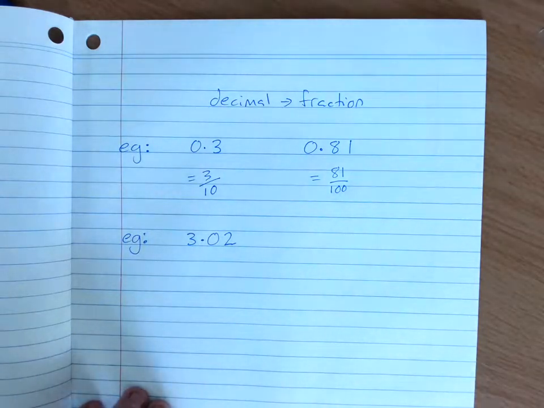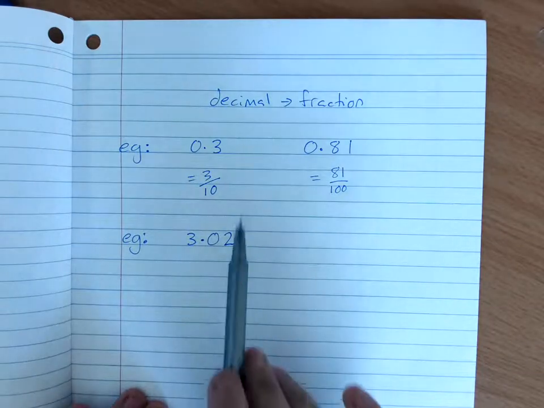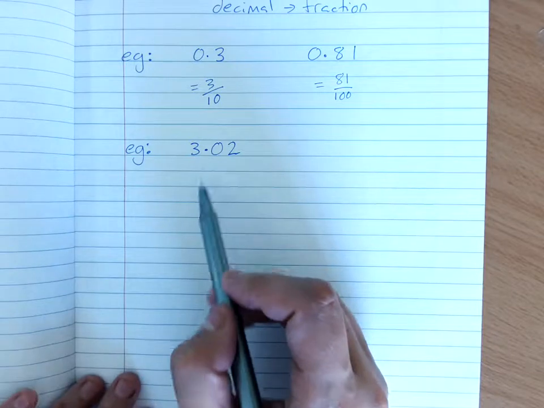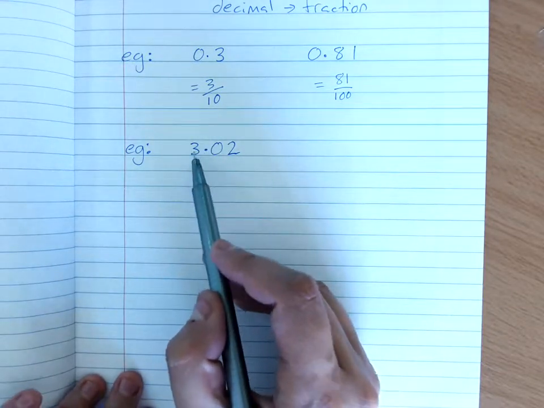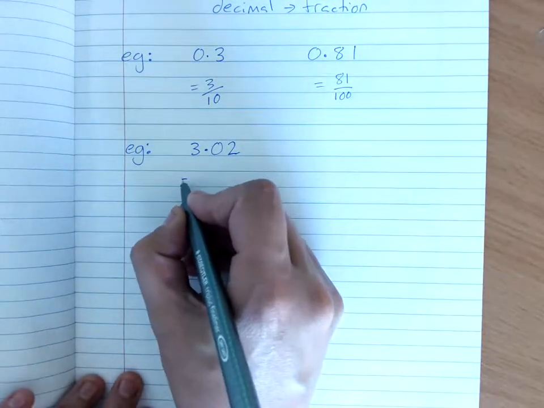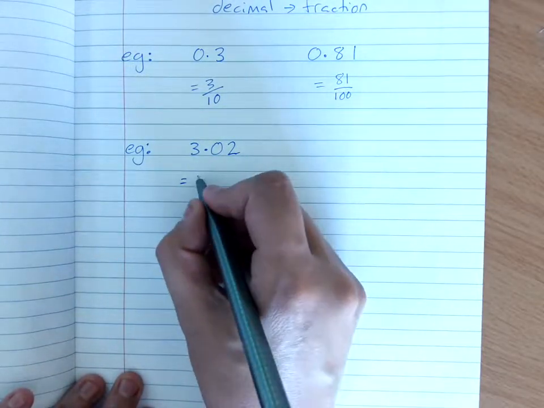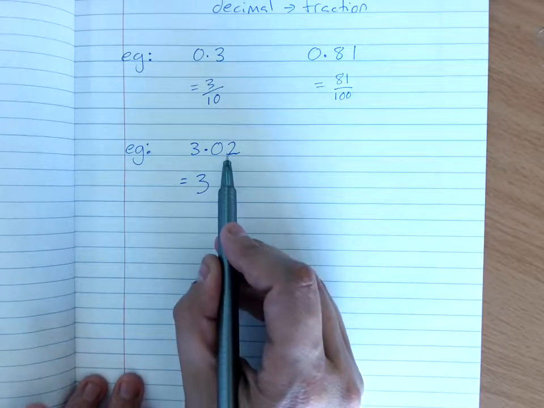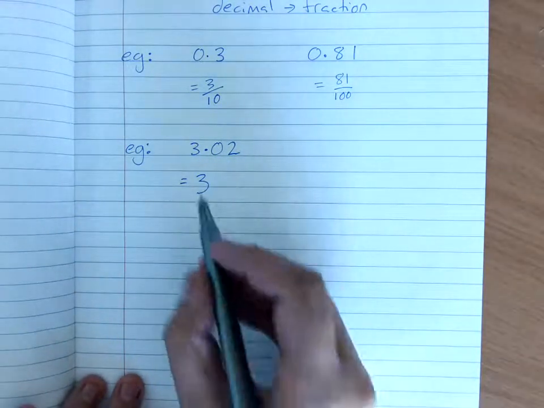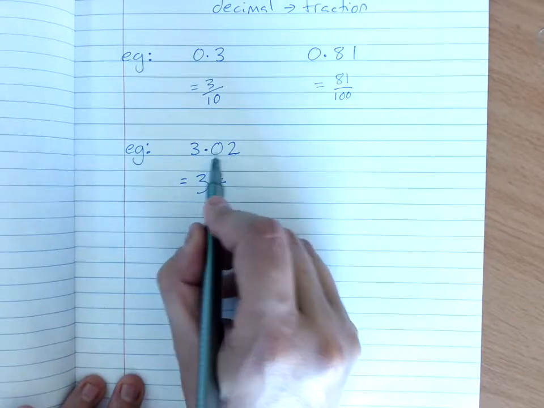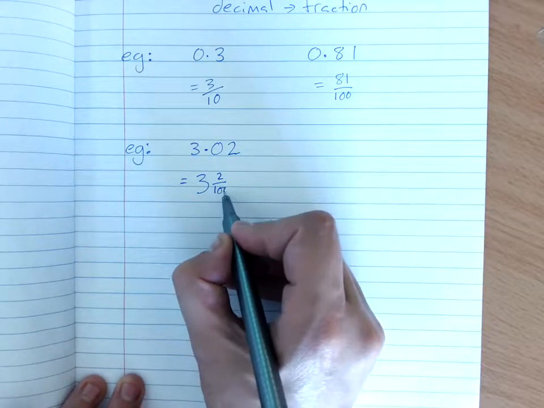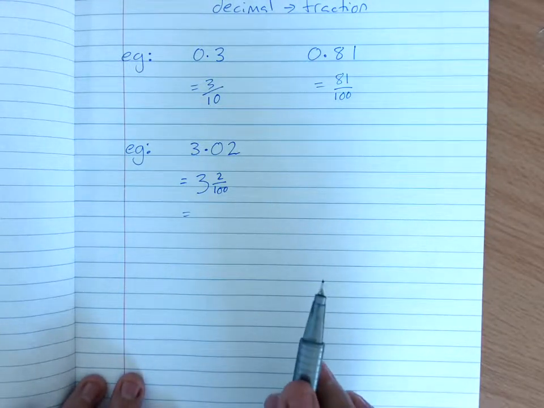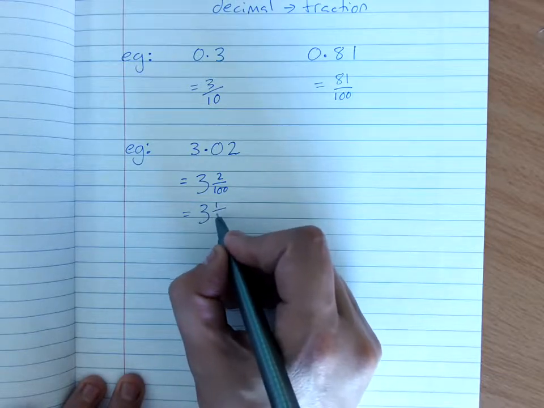Now I would always check, can I simplify it? Can't simplify either of these, but this one's got a couple of things happening. What happens when I've got a whole number? Means that there's three whole numbers in the number. 3 whole numbers, and 0.02 means I'm going to write 2 over 100. It goes to the hundredths, so it's got to be over 100. Can I simplify 2 over 100? Yes, so 3 and 1 over 50.